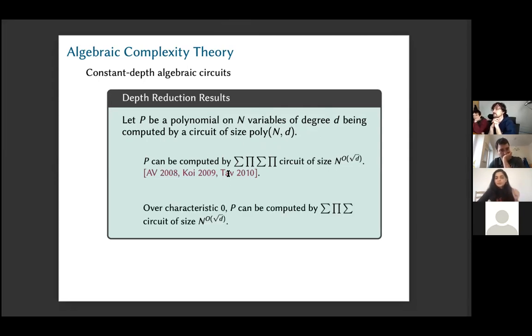In fact, if we now look at characteristic 0, then we don't even need to stop with depth 4. We can even go to depth 3 circuits while keeping the size exactly the same. It's a very surprising, very beautiful result by Gupta, Kamath, Kayal, and Saptharishi, and then Tavenas. So what this says in our world of escalation is that proving lower bounds for constant depth circuits is enough.